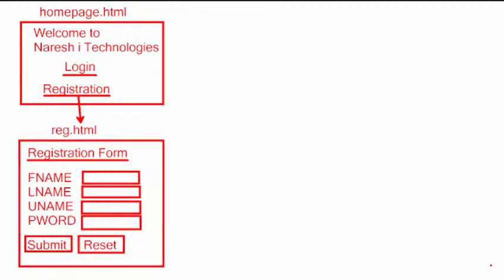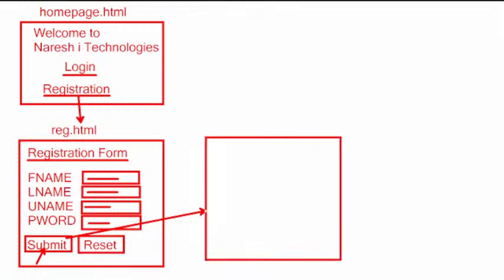Now, the new user will click on the registration hyperlink. Then the registration form appears. You will enter first name, last name, username, password, and even other details. Later we'll click on the submit button. Whenever you click on the submit button, another program opens. This is a servlet. Suppose the servlet name is RegistrationServlet.java.